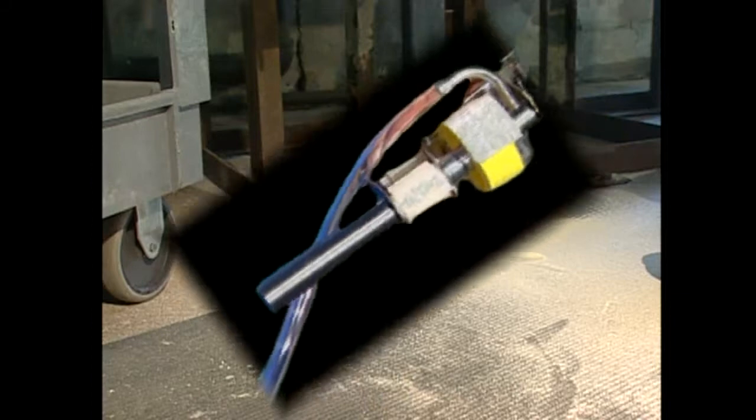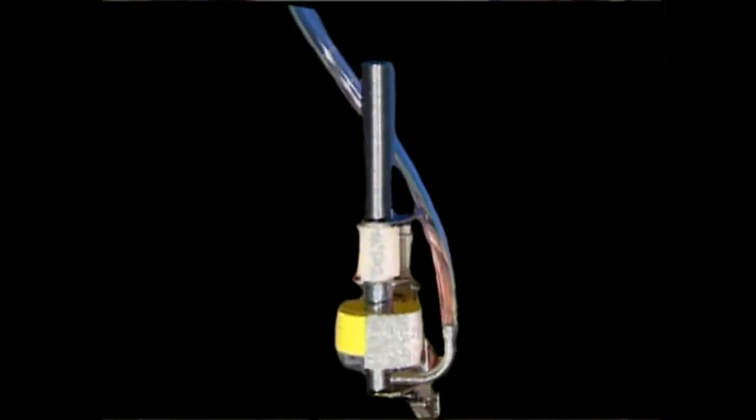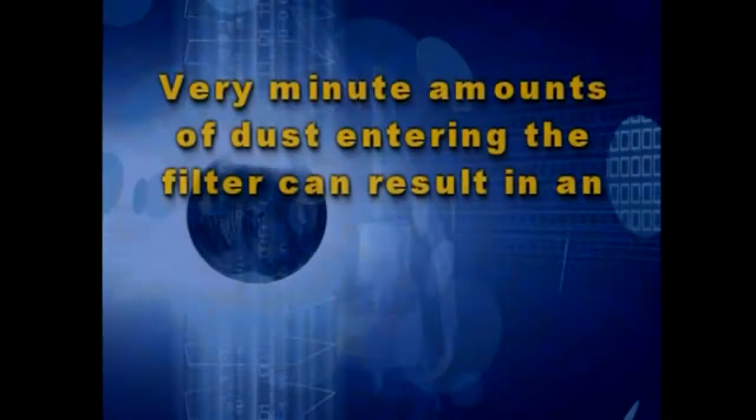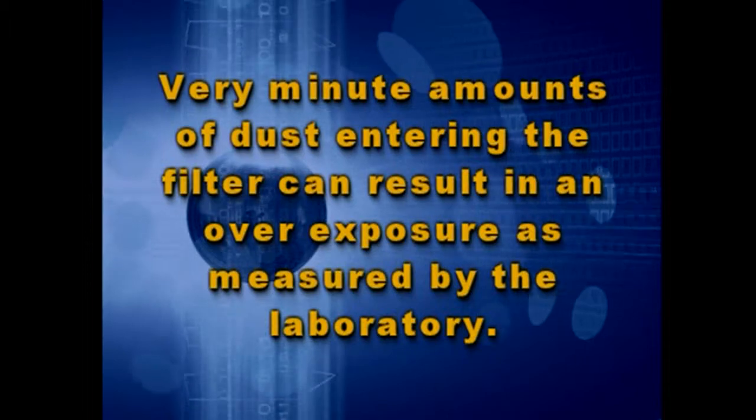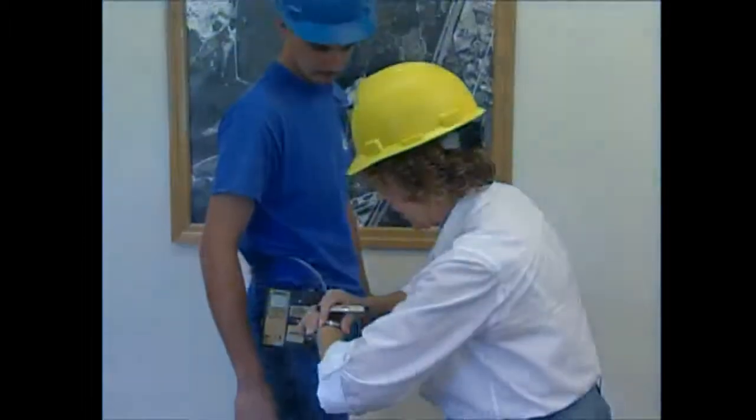The cyclone must not be turned upside down. This will result in dust separated by the cyclone being dumped onto the filter. Very minute amounts of dust entering the filter can result in an overexposure as measured by the laboratory.